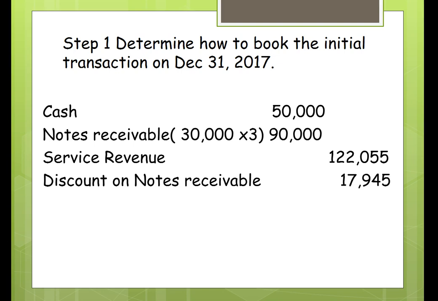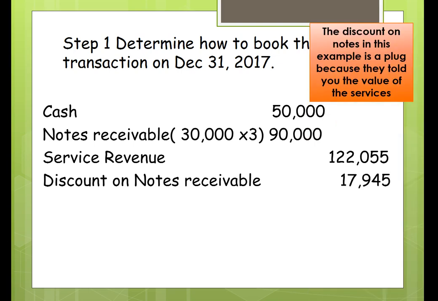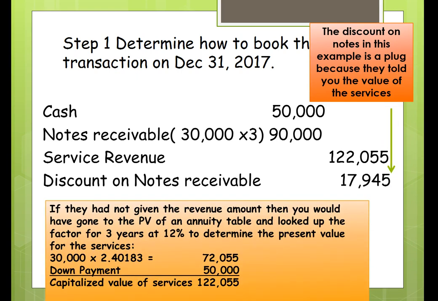Now, if they hadn't given you that $122,055, instead what you would have done is you would have gone to a present value of an annuity, and you would look up 3 years at 12%, and you would take the $30,000 times the factor plus the down payment, and you would then have gotten the capitalized value of the services of $122,055.